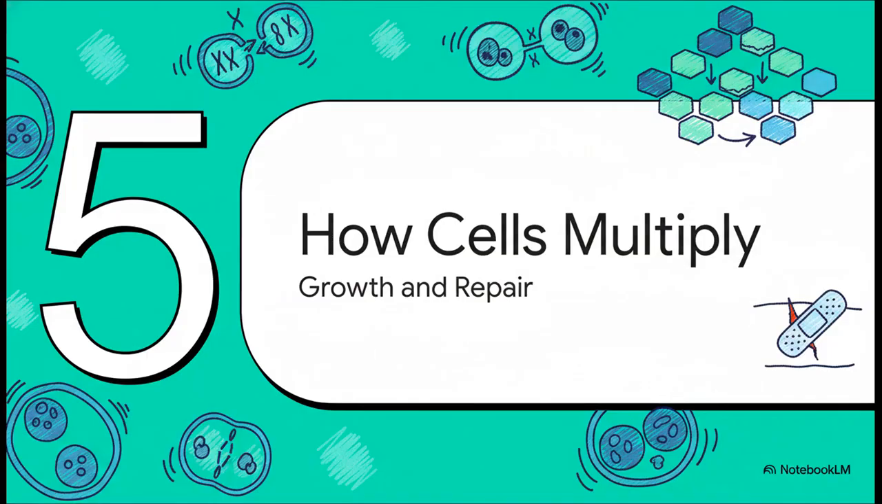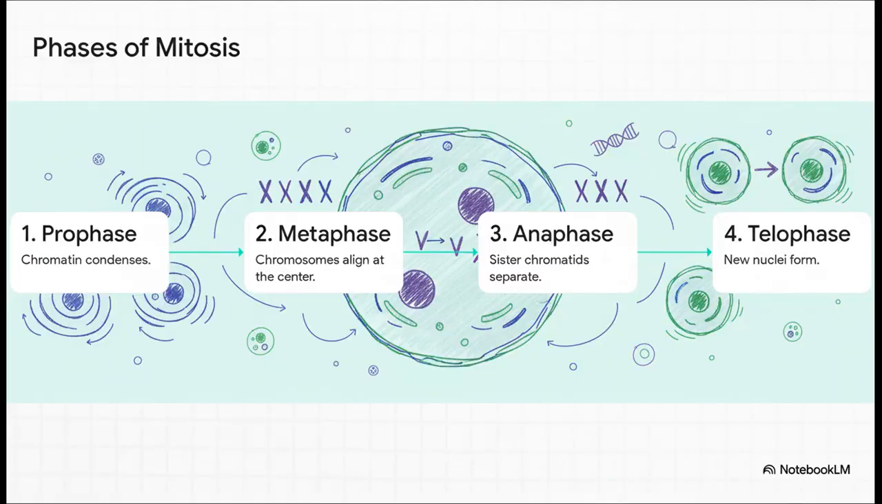So, if cells are the tiny, living bricks that build our entire bodies, that leaves one last, really important question. How do we make more of them? I mean, how do we grow from a baby to an adult? How does a cut on your finger actually heal itself? The answer is this incredibly beautiful and precise process called mitosis. You can think of it as an elegant four-step dance. A single parent cell makes a perfect copy of its genetic blueprint and then divides into two absolutely identical daughter cells. And this isn't some rare event. It's happening in your body millions of times a second, right now.